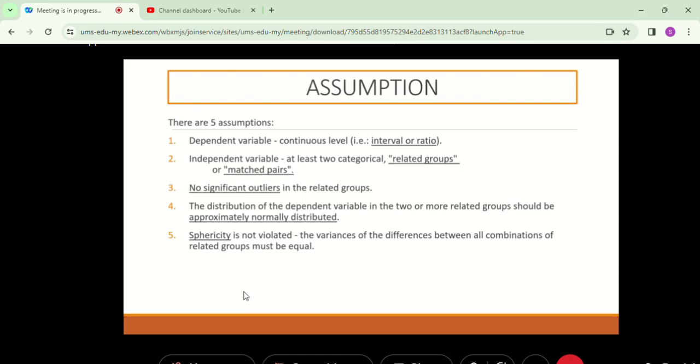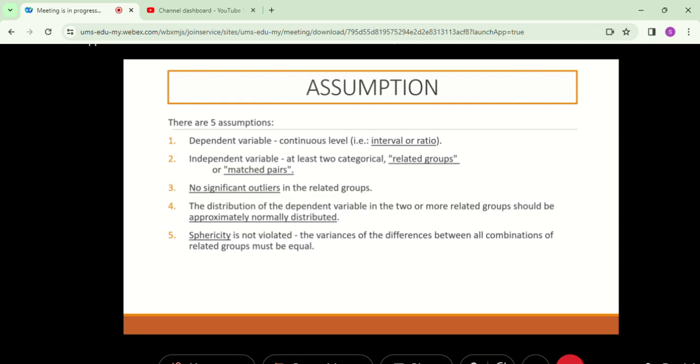So when I say approximately, sometimes the p-value from the Shapiro-Wilk and the Kolmogorov-Smirnov normality tests doesn't give you a value above the alpha value, above 0.05 or 0.01. But if you see that the shape is slightly symmetrical, or the skewness and kurtosis coefficients are within the acceptable range, then you still can proceed with the ANOVA. So it is quite robust to non-normality.